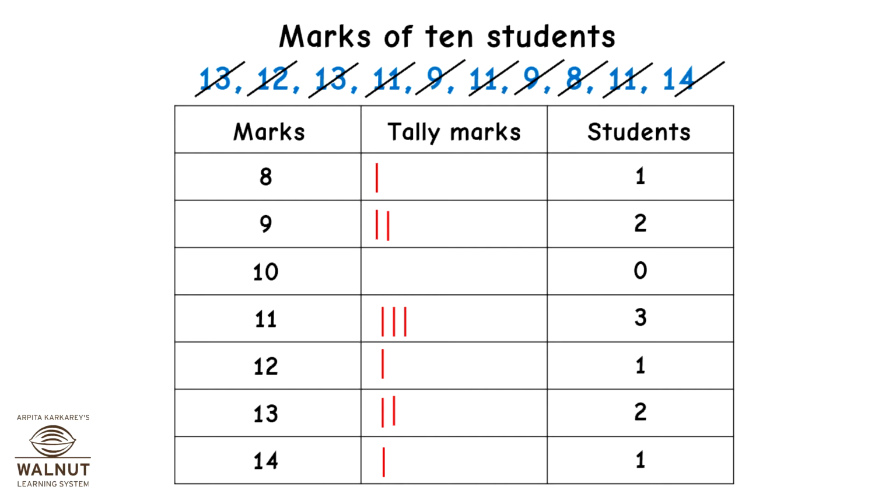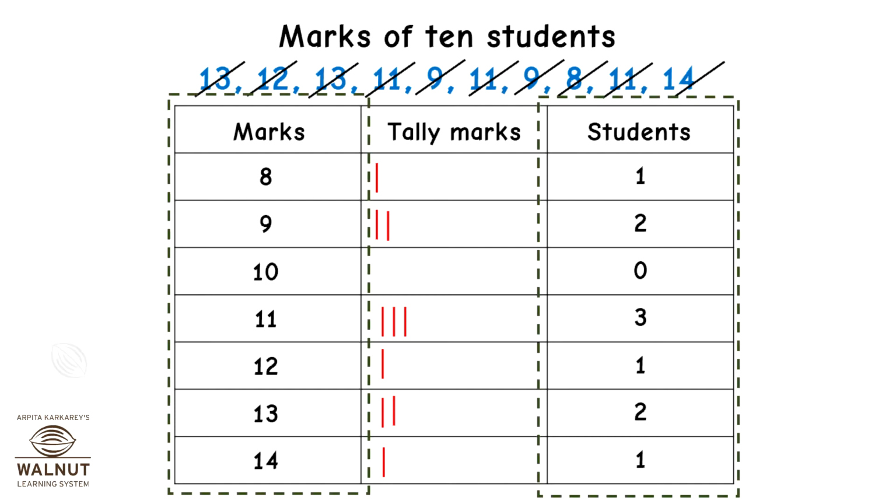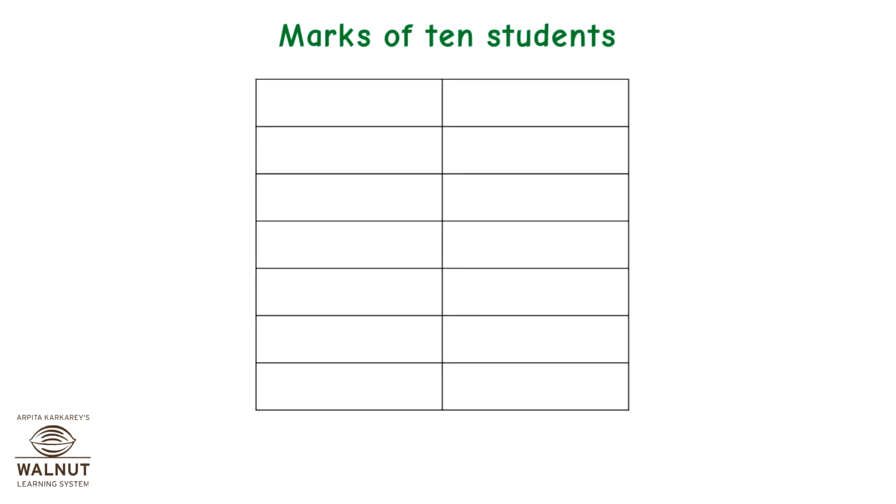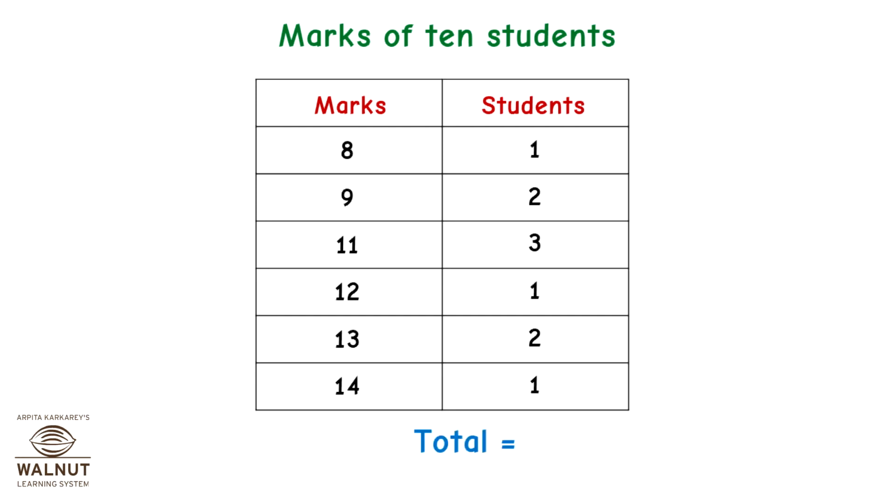We can clean up this table now. Let's just have the marks and the number of students who got them. We can even delete the rows that have 0 students. Let's do that and write the table properly again. This is the cleaned up table. Add up the total number of students. We get 10 students, so our table seems to be okay.